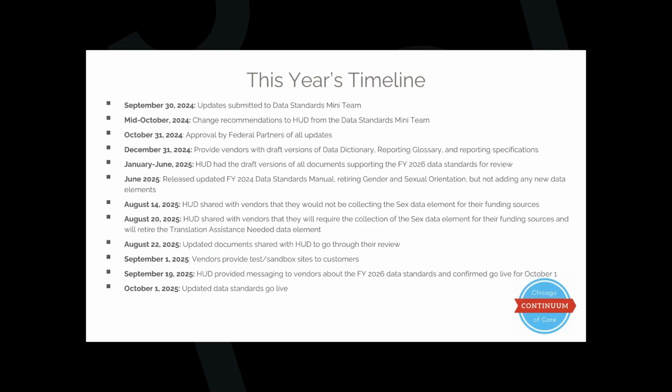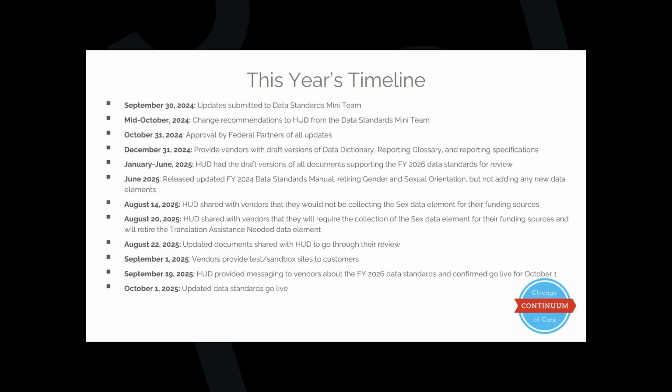So this year's timeline was a little bit different. It started off again September 30th of 2024. Updates were submitted to the data standards mini team. Mid-October of 2024, those change recommendations went to HUD from the data standards mini team. October 31st, approval by federal partners of all the updates.